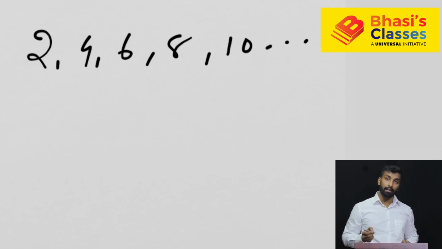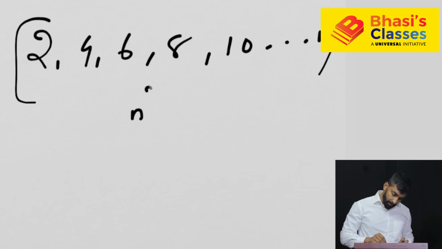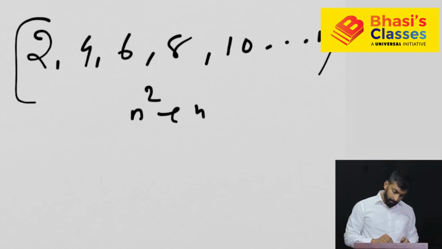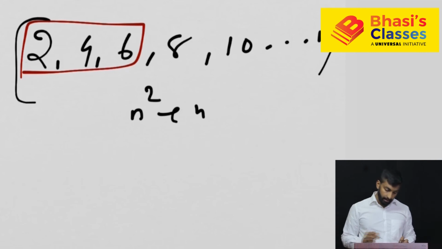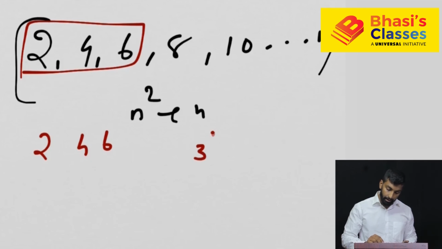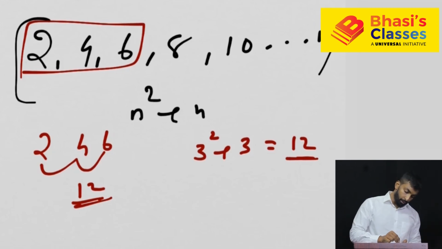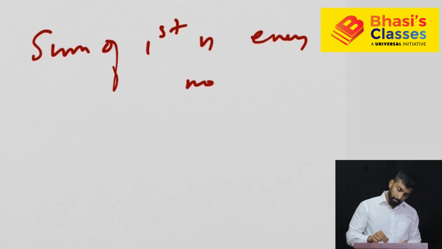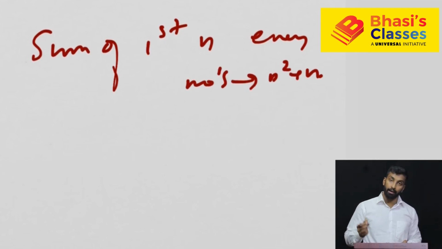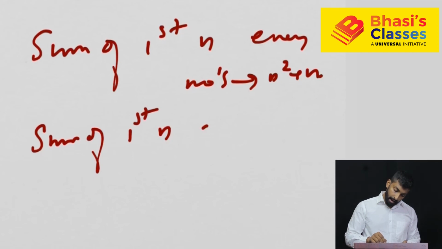What about the sum of 2, 4, 6, 8, 10, etc, the even numbers? Basically this is nothing but the sum of first n even numbers, which is n square plus n. Take the sum of first 3 even numbers: 2, 4, 6. What is n? n is 3. 3 square is 9 plus 3, that is 12. Let's add this: 6 and 6, 12. So the sum of first n even numbers is n square plus n, and the sum of first n odd numbers is n square.